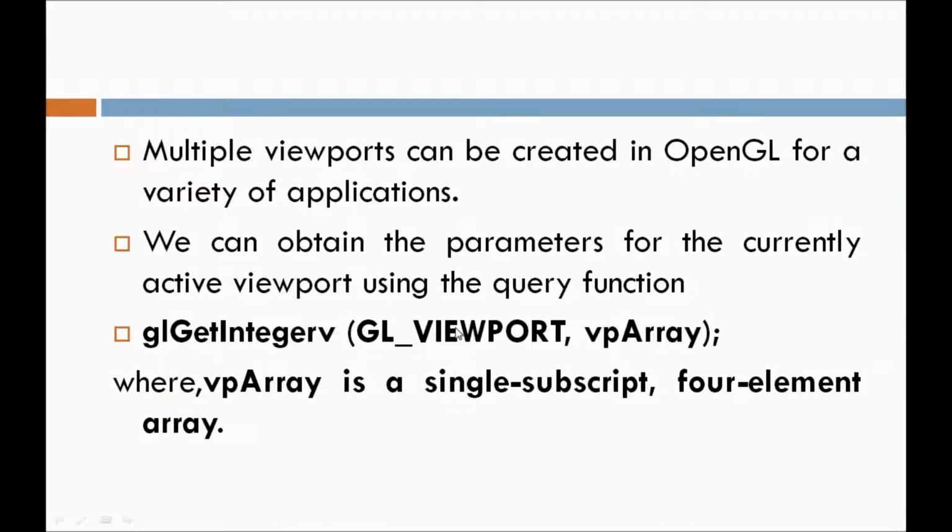So in this array I am going to store the numbers of particular viewports, and if you want to know the number of a current viewport or any viewport, you can use this command, right?